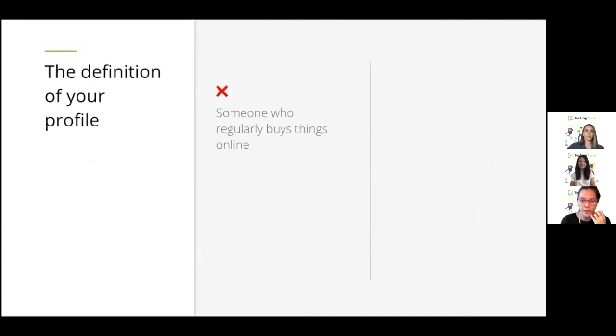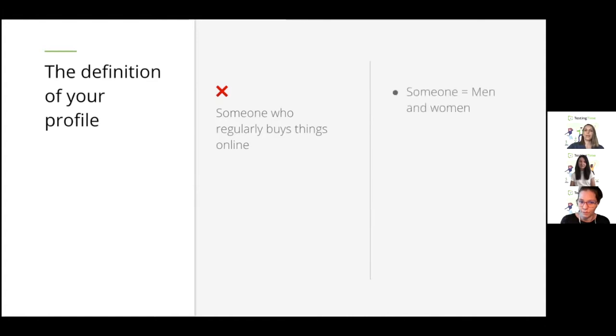Once we've defined who we're looking for, it's going to be a lot easier to ask the right questions. So let's start with this. It's probably tempting to come up with something like this: someone who regularly buys things online as our target group, but this actually applies to a lot of people. So let's be a bit more specific here.